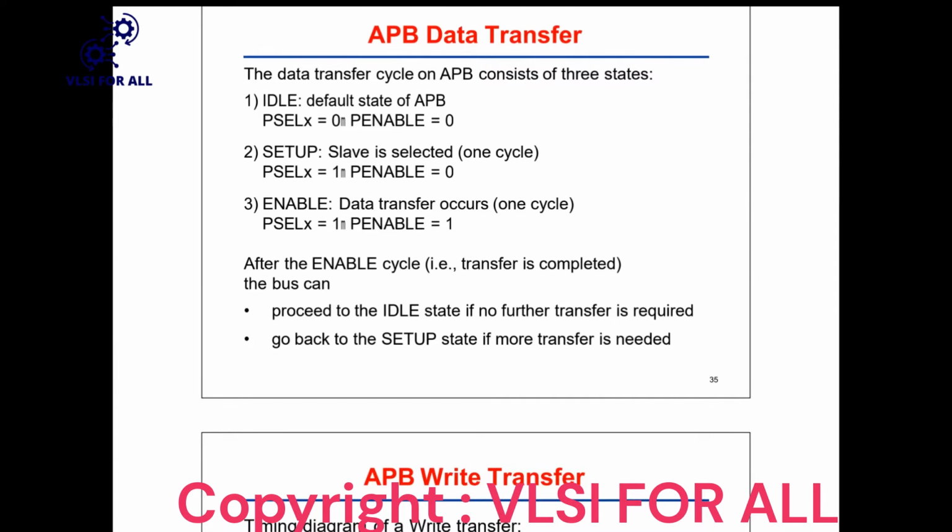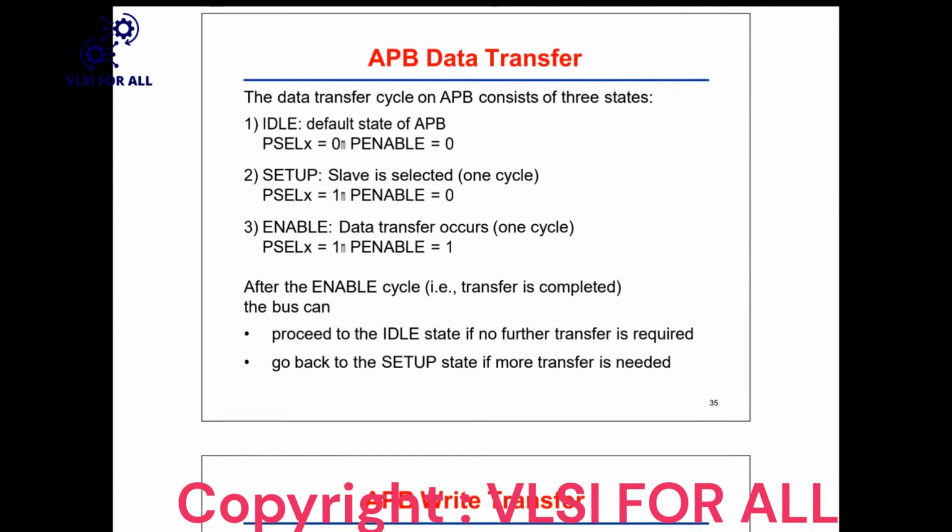So see, first we have three states in the state diagram. In the state diagram of APB, we have 3 states: one is idle, second is setup, and third is enable. Idle means nothing is happening. It is in its reset state, so everything is 0. None of the slaves is selected, not even a master ready. It's completely idle, so PSELECT and PENABLE are both 0.